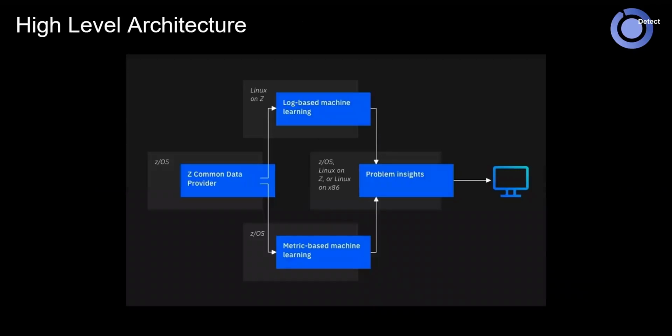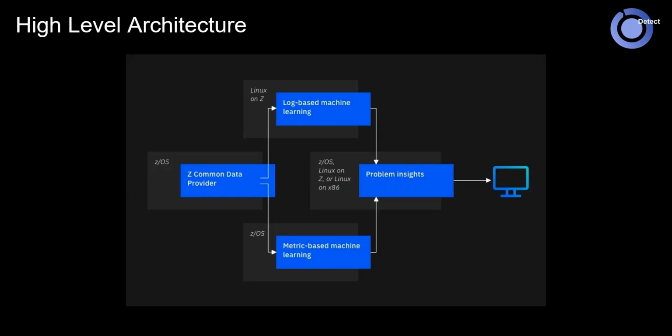So in looking at a high-level architecture of how all of these pieces come together, everything that we're doing is fed by our zCommon data provider. So it is the data source to drive all of the operational data that we need to do both metric and message-based or log-based machine learning. For metric-based machine learning, it runs on z/OS. It's built on the Watson for Machine Learning for z/OS platform. So all of our SMF data that we use for metrics will be collected and streamed from Common Data Provider.